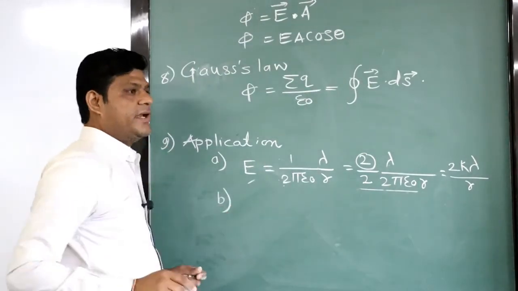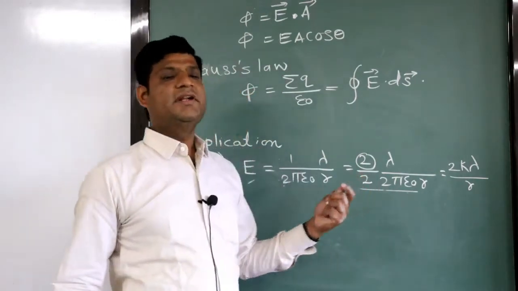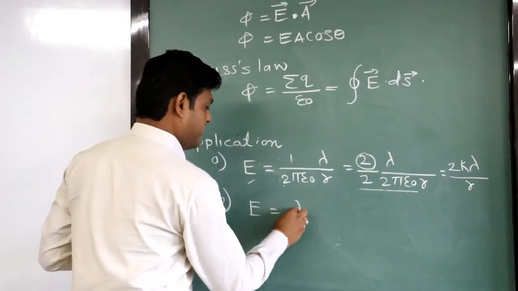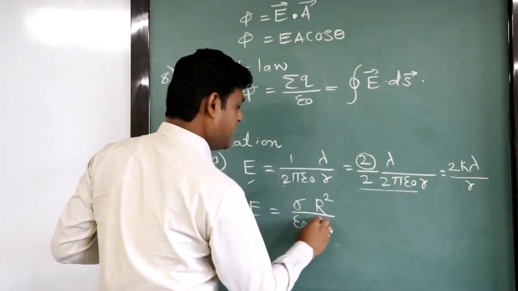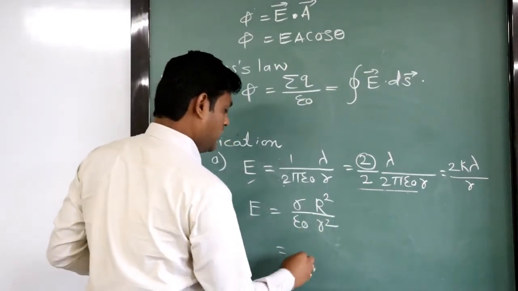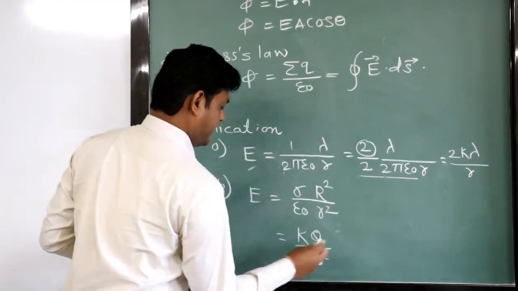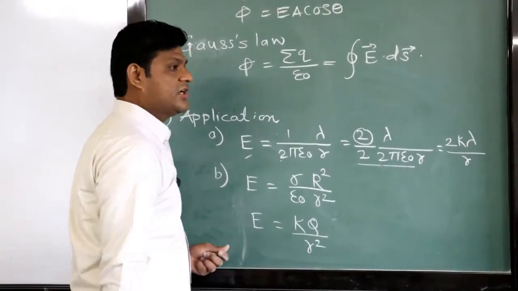Second, we studied the electric field due to the shell, right? So that is electric field due to the shell, sigma divided by epsilon 0 into capital R square divided by small r square. Also that is equal to k q divided by r square, right? This is also a formula for electric field due to the shell.